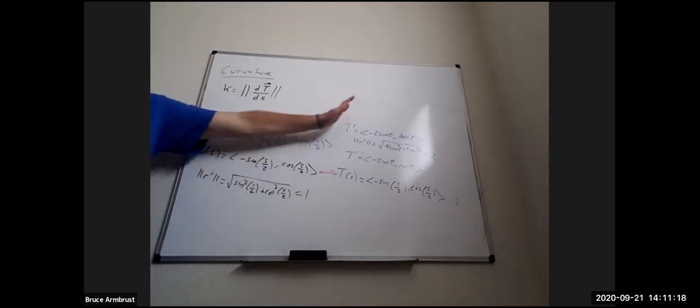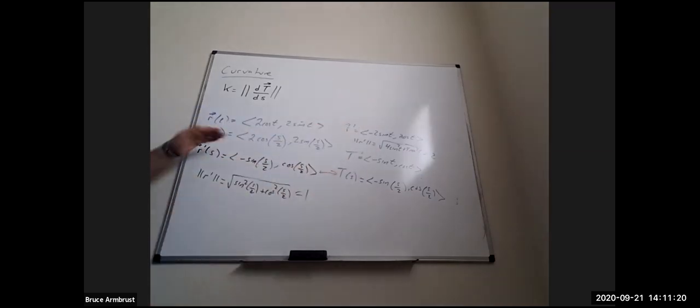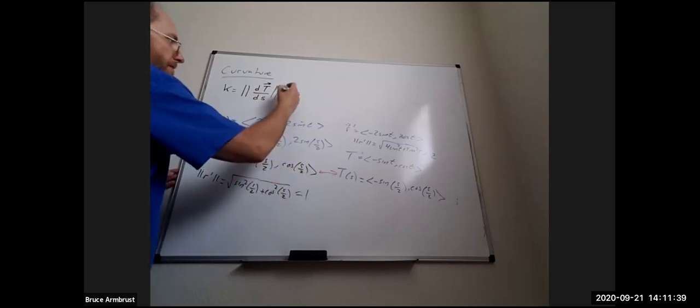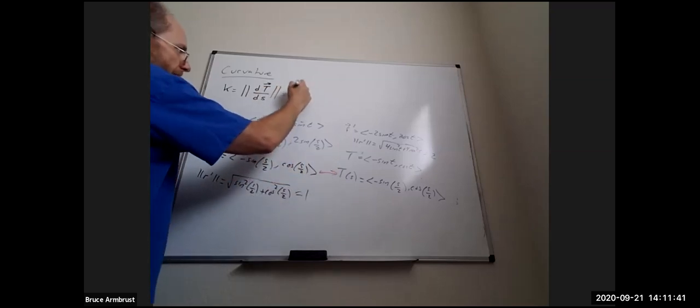So we don't even have to bother doing all of this stuff with t if it's already in terms of s. You can actually get your T of s the same way we did before. But now let's find our curvature. So we'll go back to the definition. The curvature is the derivative of this with respect to s, and then take its magnitude.